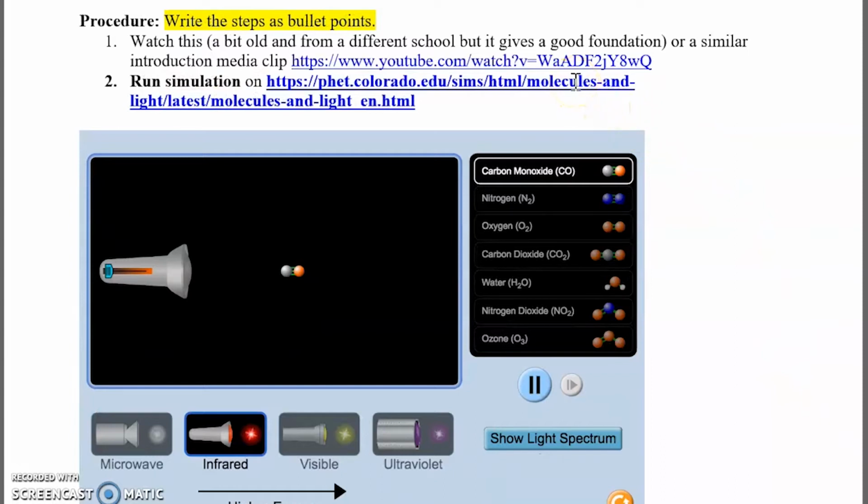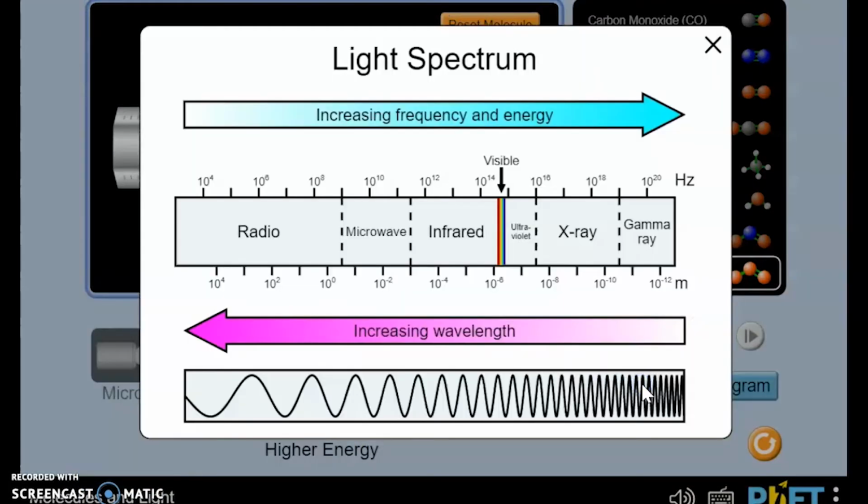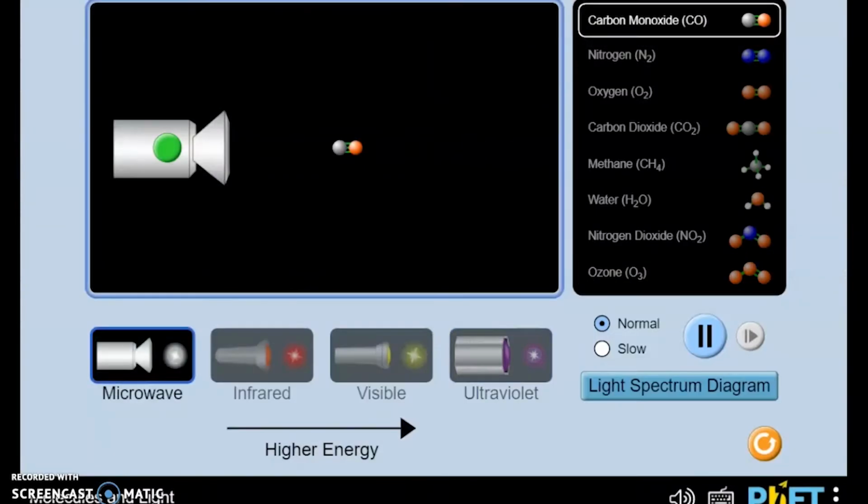Follow the link in the lab to the Colorado University PhET simulator. Clicking the light spectrum diagram button shows the energy and wavelength of the photons used. It goes from ultraviolet through the typical visual light spectrum and extends to microwave photons.